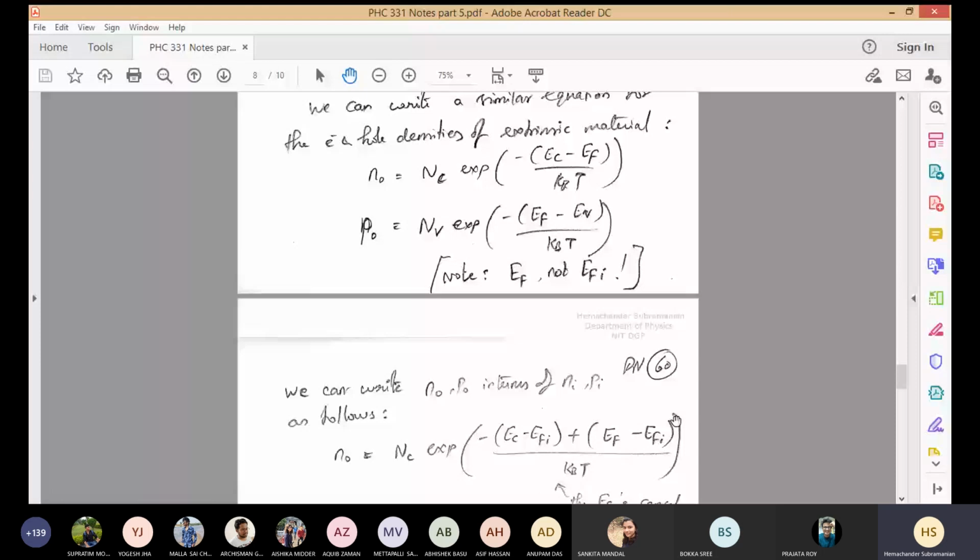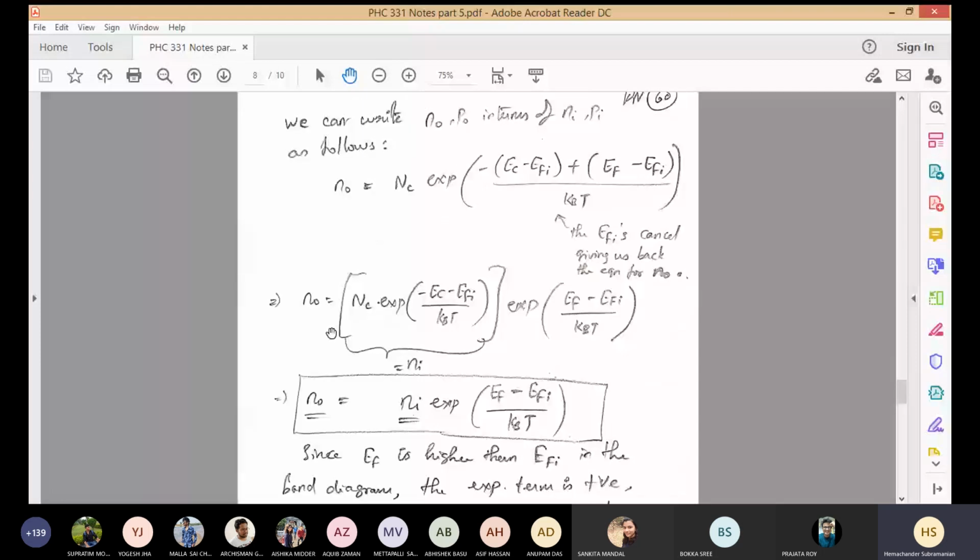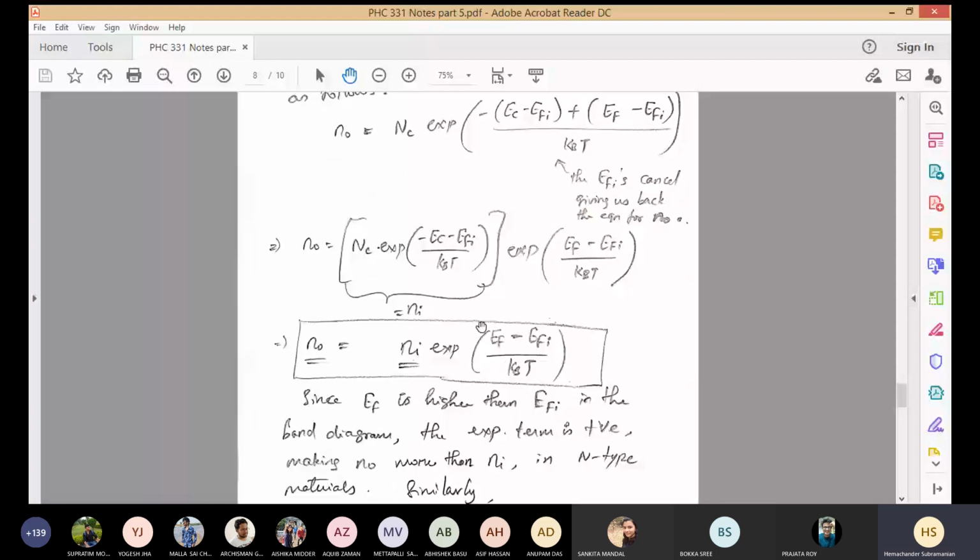So it's the same thing. You factorize that, and you get this factor, which is nothing but the intrinsic electron density. So the extrinsic electron density N0 is the intrinsic electron density Ni times an exponential factor. Now you can see that if the Fermi energy is closer to the conduction band, then this is positive. EF is higher than EFI, which means this is positive, which means N0 is going to be much higher than Ni.